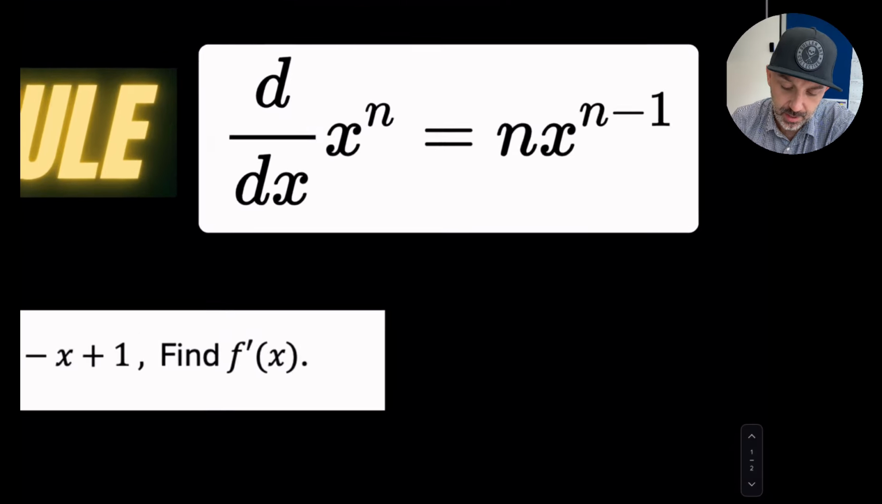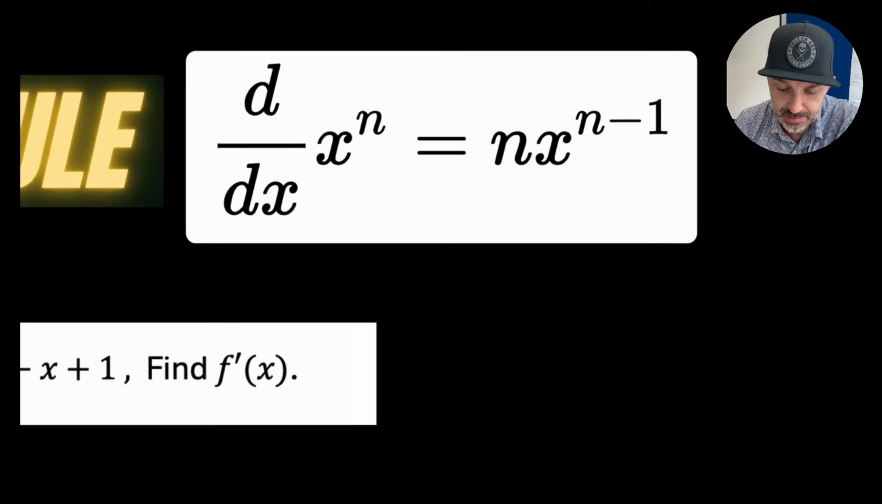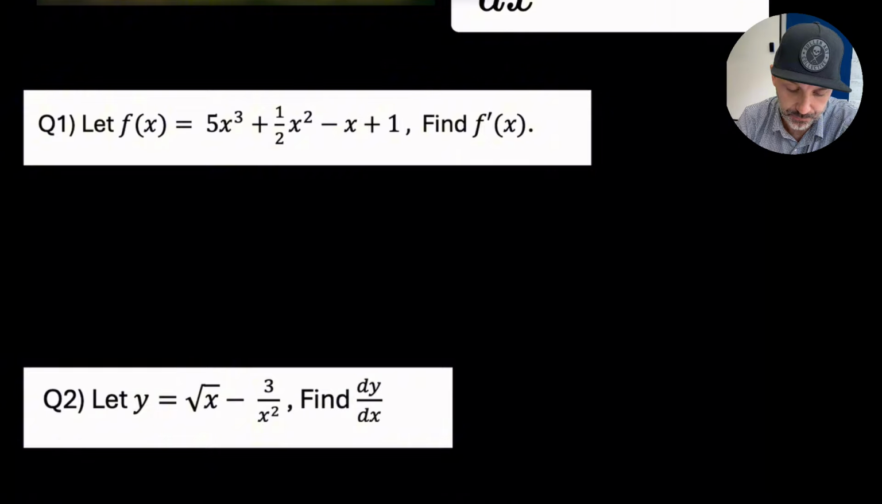So when we are differentiating an expression that has an x in it, that is the variable, what we do is we multiply through by the power and then we subtract 1 away from that power. Let's see this in two examples below.